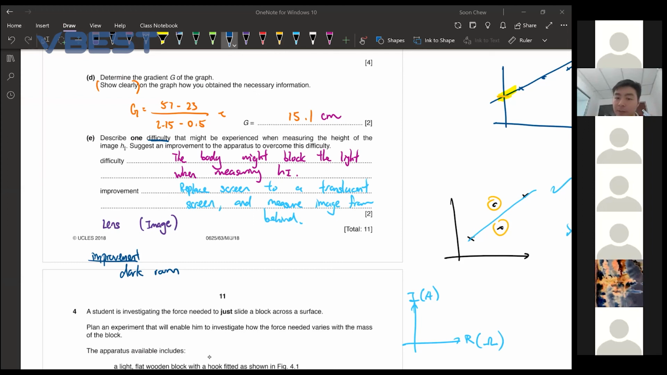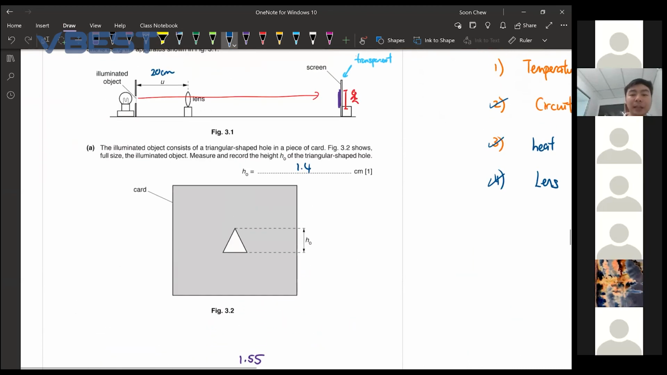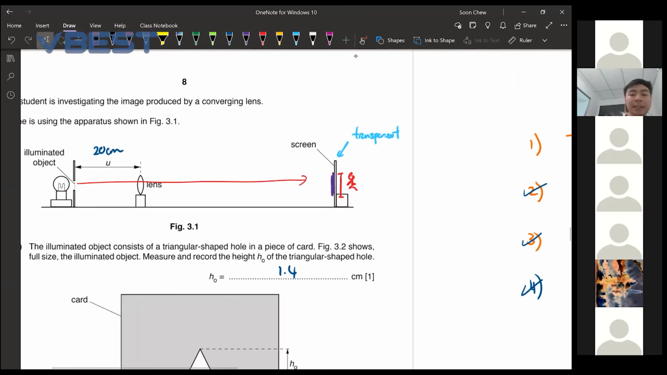So what is a translucent screen? Translucent means it's half see-through. Like just now I mentioned, if your screen over here is an opaque screen, it means you cannot see through. You cannot measure the image from behind. But if you replace it with a half see-through screen, you can still see the image from behind and you measure from there.